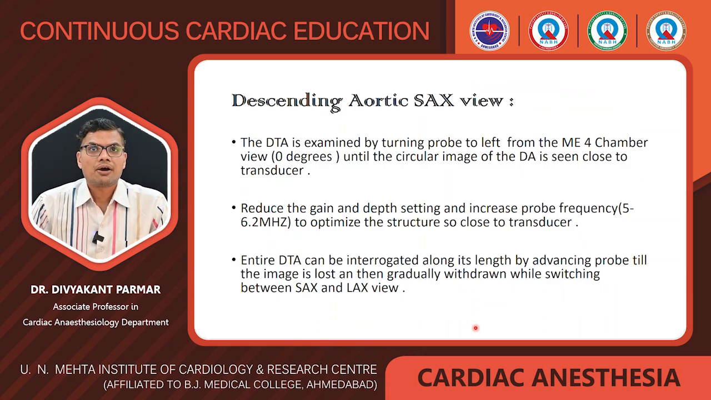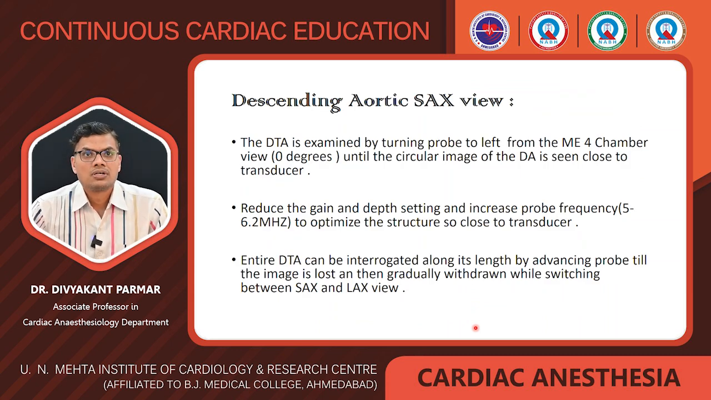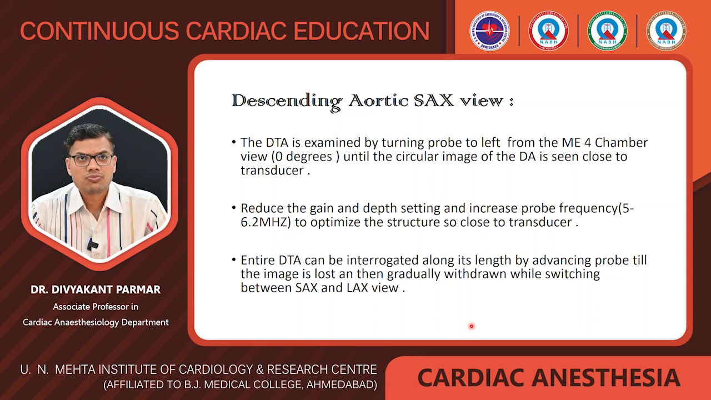Then descending aortic short axis view. Now for visualizing the descending aorta, we have to turn the probe left from the mid-esophageal four chamber at 0 degree till the circular image of the descending aorta is seen close to the transducer. So for this view, we have to reduce the gain and reduce the depth setting to around 6 to 8 centimeters to optimize the structure, because it is so close to the transducer.